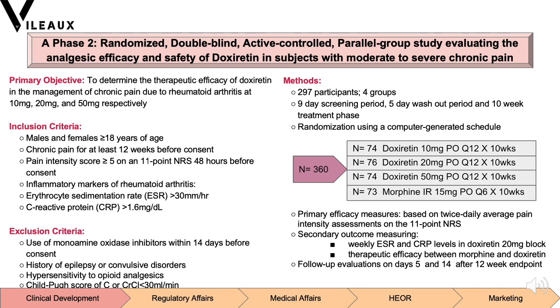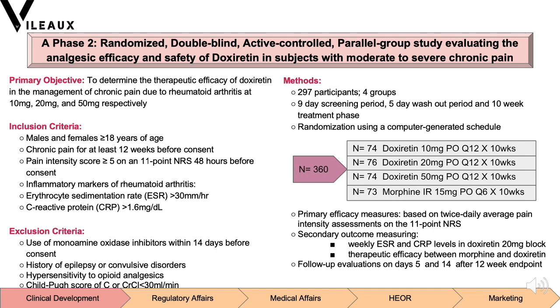The phase 2 trial was a randomized, double-blind study to determine the therapeutic efficacy of doxycycline compared with morphine in the management of chronic pain due to rheumatoid arthritis at 10 mg, 20 mg, and 50 mg respectively. Participants were selected with the following criteria: males and females over 18 years of age with moderate to severe chronic pain for at least 12 weeks before consent, in addition to a baseline ESR greater than 30 and CRP greater than 1.6 mg per deciliter.